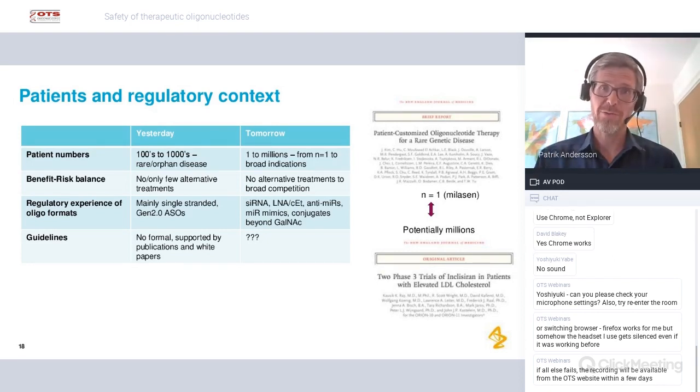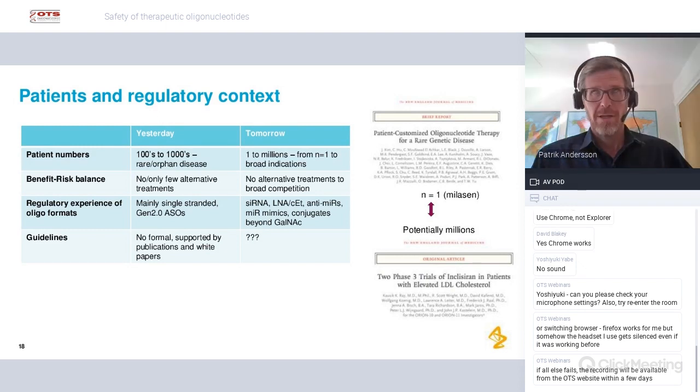And also this with N equals one, that will put, I would say, challenges to the regulatory authorities. But of course, I think they are very constructive in trying to help out there.